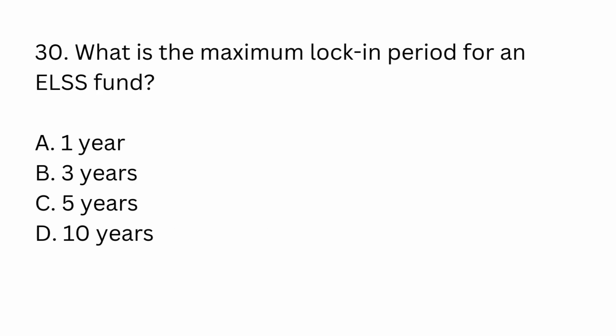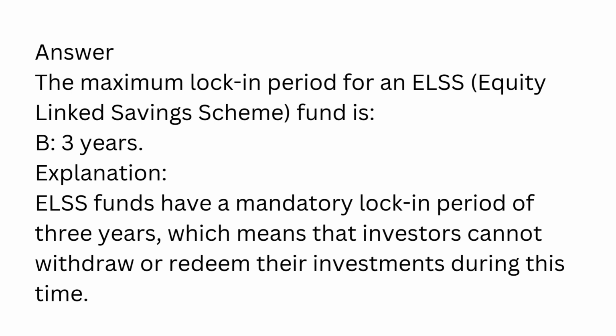30. What is the maximum lock-in period for an ELSS fund? A. 1 year, B. 3 years, C. 5 years, D. 10 years. Answer: The maximum lock-in period for an ELSS, equity-linked savings scheme, fund is B. 3 years. Explanation. ELSS funds have a mandatory lock-in period of 3 years, which means that investors cannot withdraw or redeem their investments during this time.